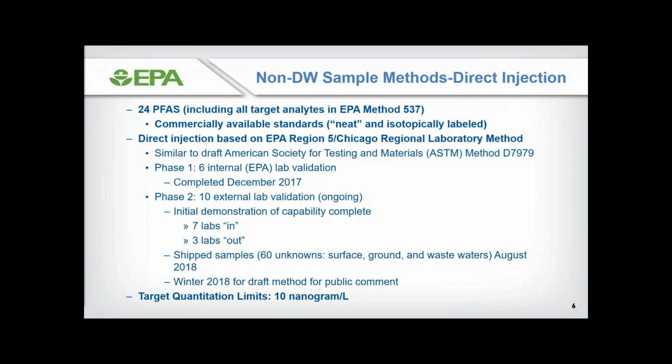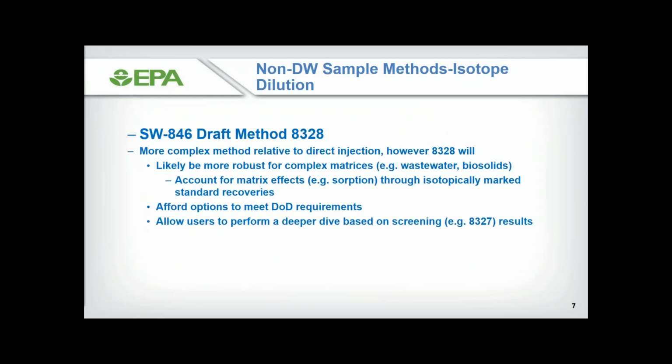Samples, 60 unknown samples, were shipped that include surface, ground, and wastewater matrices in August of 2018, and we are looking to get the draft method out for public comment in winter 2018. Currently, we are in that external validation and have 6 of the 7 initial data sets back from the labs. We have 1 outstanding and hope to get that in the next week. And lastly, for this particular method, we're targeting quantitation limits down around 10 nanograms per liter.